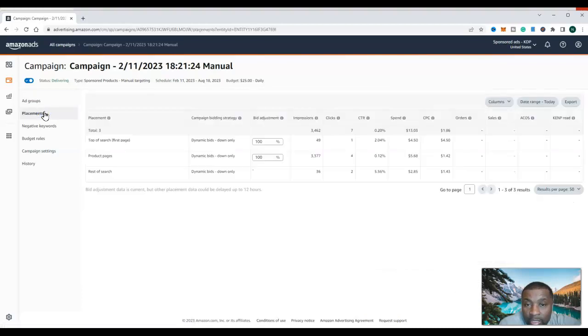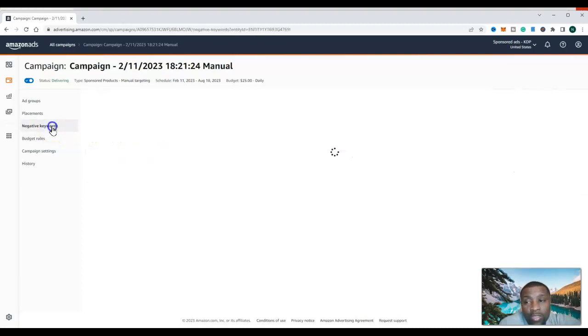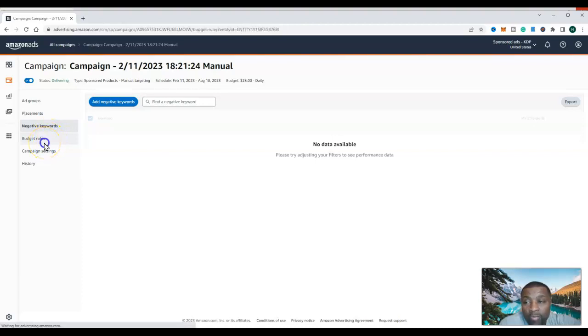So placements, top search, it'll show you how many clicks I got. So I got 1 click here. Product pages, I got 4 clicks. So when they clicked, what I'm thinking that they might have done also, because I'll show you why I'm saying what I'm gonna say. But so no negative keywords yet because I don't have the data for that.